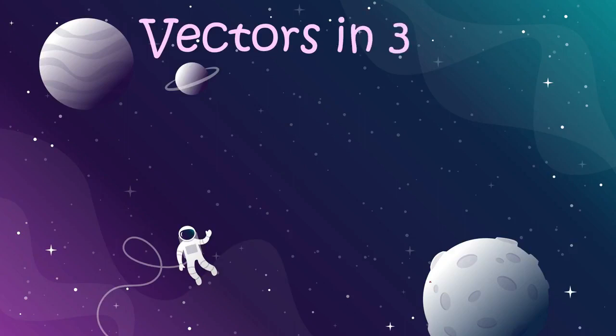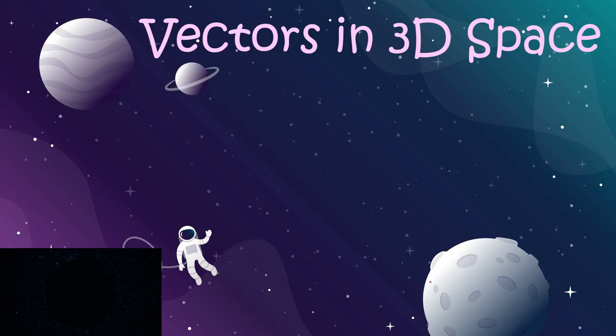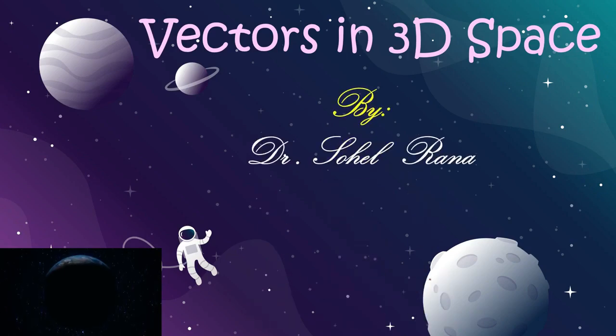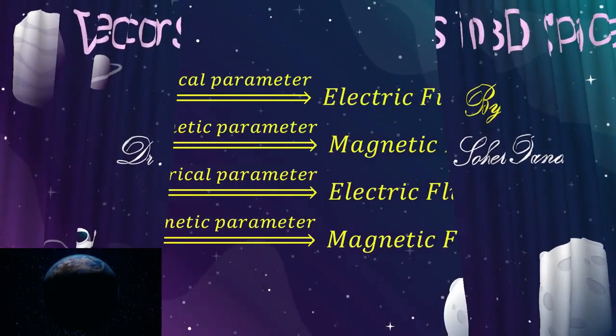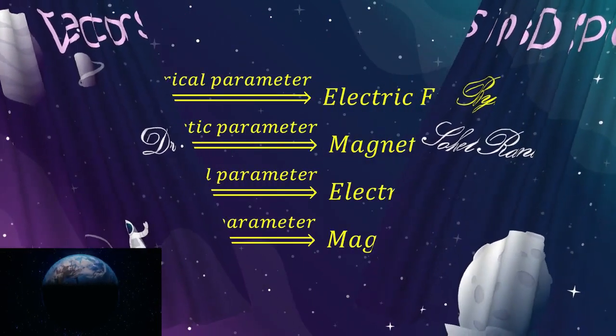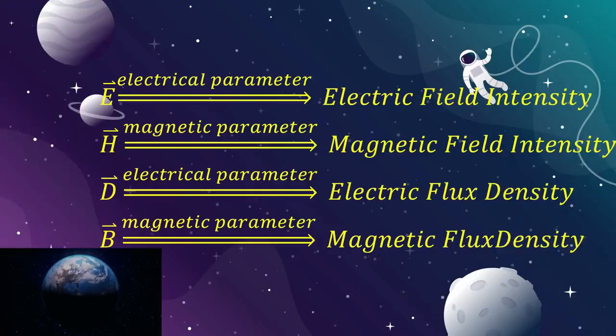Today we are going to discuss vectors, with respect to their application in electromagnetic fields. What is an electromagnetic field? An electromagnetic field has four components.